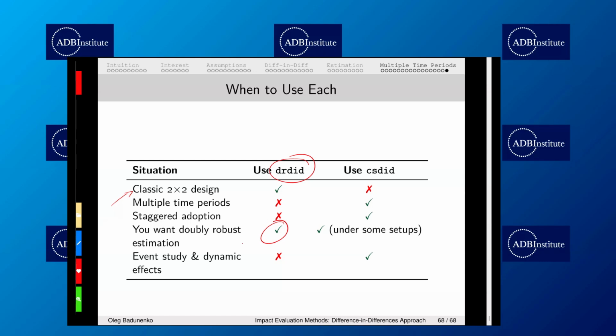Now, if you have multiple time periods, so let me erase this. If you have multiple time periods, then obviously your choice for estimation is CS-DID, right? It can handle multiple time periods. It can handle staggered adoption. You can have a robust estimator, and you can estimate event study and dynamic effects. Okay, so that's basically it for the theoretical part that I wanted to talk to you about.